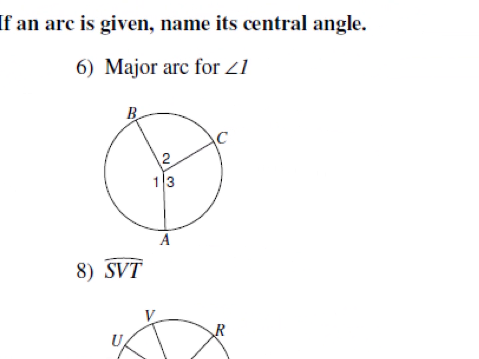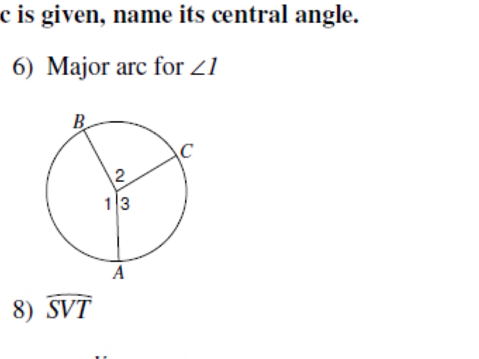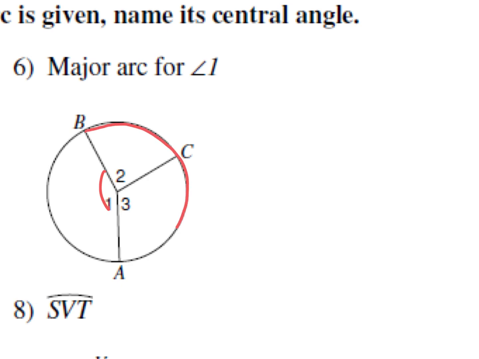Okay, next. Number 6 is major arc for angle 1. So this is our angle 1 in here. This one. But they're asking us for the major arc, so we go at the back here. So this is going to be for angle 1, the arc that has been created is actually arc ACB.